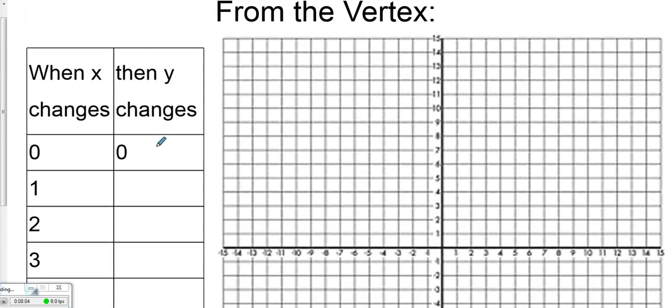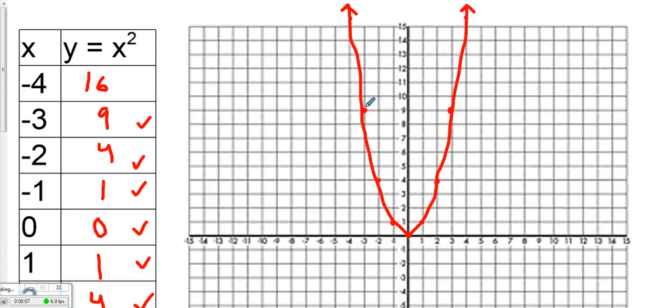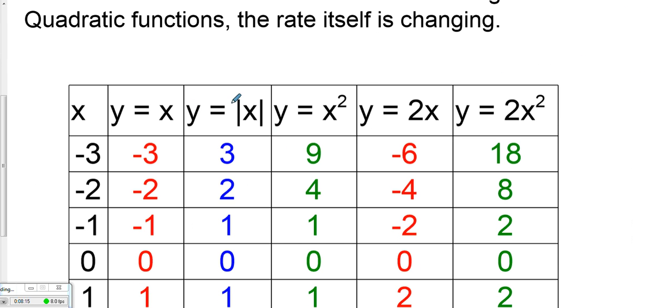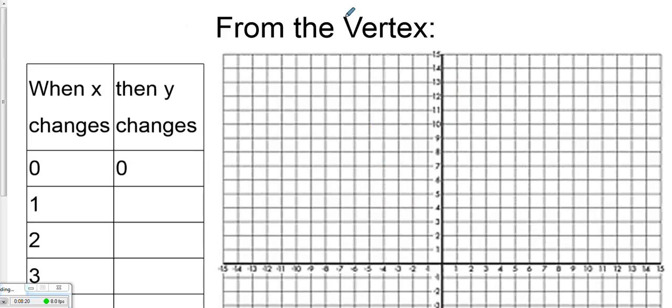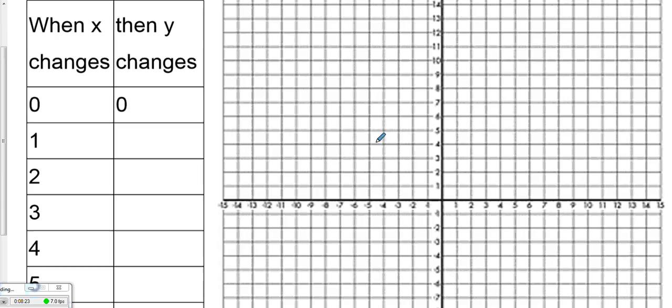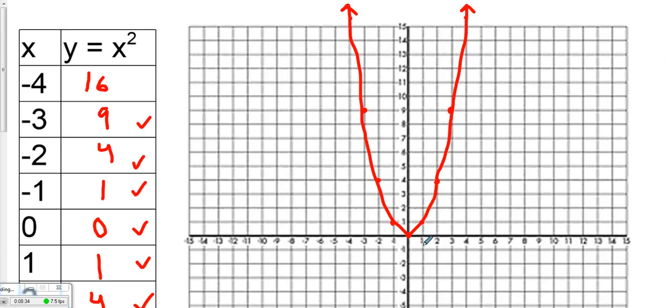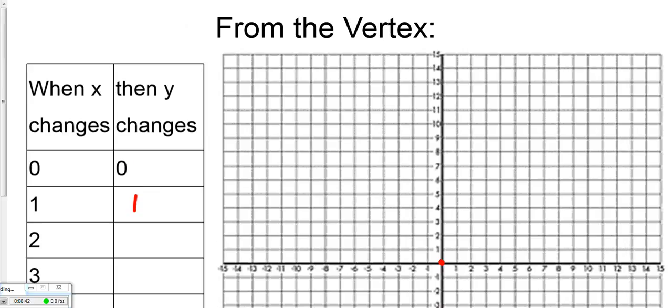So we always are thinking about from the vertex. Just like over here, we can see we started at the vertex and everything curved out. Just like when we had our absolute values, we always want to define the vertex and then slope out from there. With quadratics, we want to work from the vertex. So if we think about our vertex being here, when the x changes 1, then the y changes 1 as well. To view that visually, I can go from here, I'm going over 1, up 1. So as x changes 1, y changes 1.